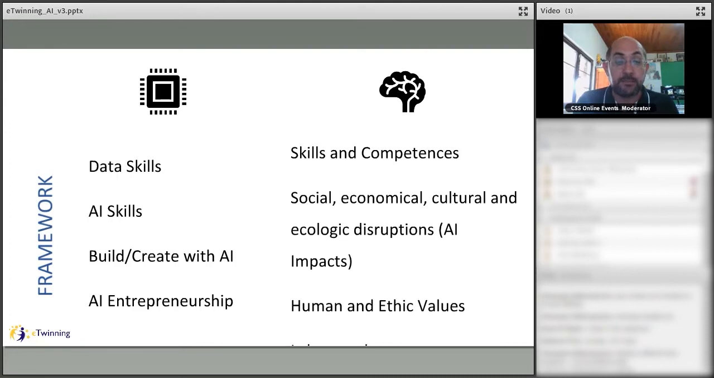On the other side, they are not separated sides, okay? They are not hermetic. I just put them this way to make it easier for us to understand. We should also bring the question of skills and competence, what I was showing you before. For our students to know the AI impacts on society, on economy, on culture, on ecology, okay? And very, very important, if not the most important topic, human and ethical values, okay?